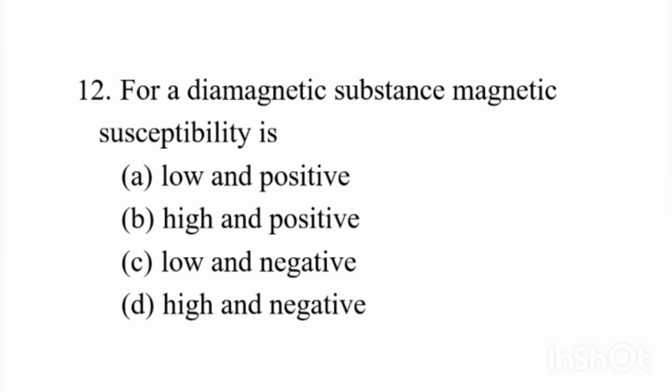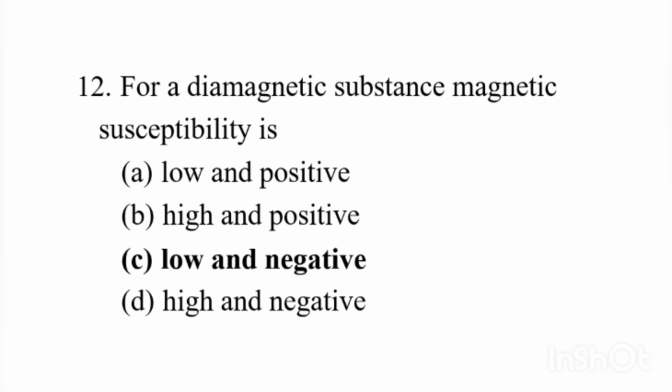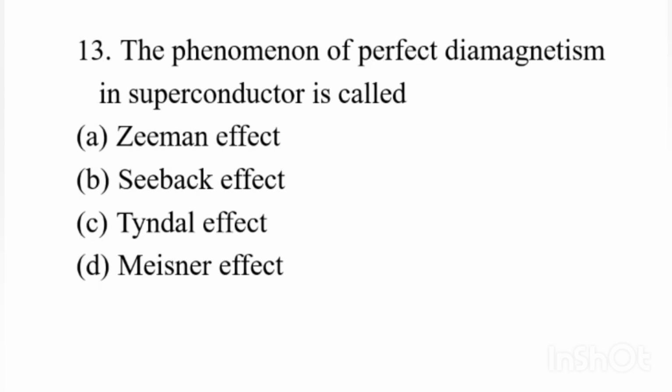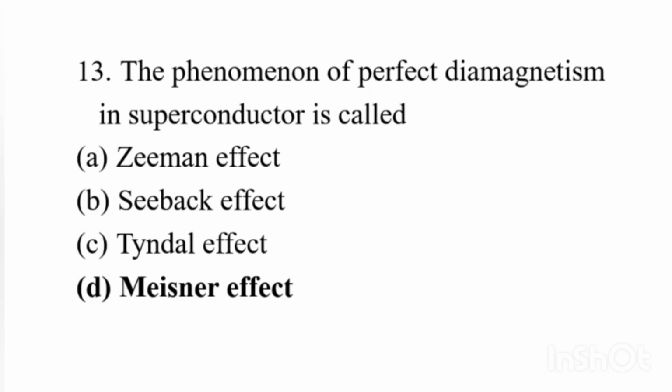Question number 12. For a diamagnetic substance, magnetic susceptibility is option A, low and positive, option B, high and positive, option C, low and negative, option D, high and negative. Here the correct answer is option C, low and negative. Question number 13. The phenomenon of perfect diamagnetism in a superconductor is called option A, Zeeman effect, option B, Seebeck effect, option C, Tyndall effect, option D, Meissner effect. Here the correct answer is option D, Meissner effect.